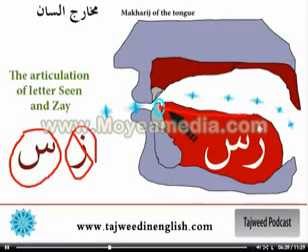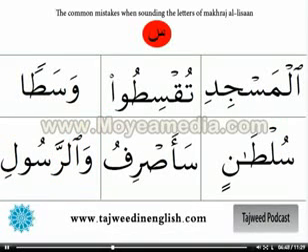Let us see on the next slides, inshallah, the common mistakes of the letter sin and the common mistakes of the letter zay. In this slideshow, we are going to look at the common mistakes when sounding the letters of makhraj al-lisan, one of them being the letter sin. When we say al-masjid, you bring your teeth together, and the tongue is straight forward, not going up, in the empty state, and the air is flowing.